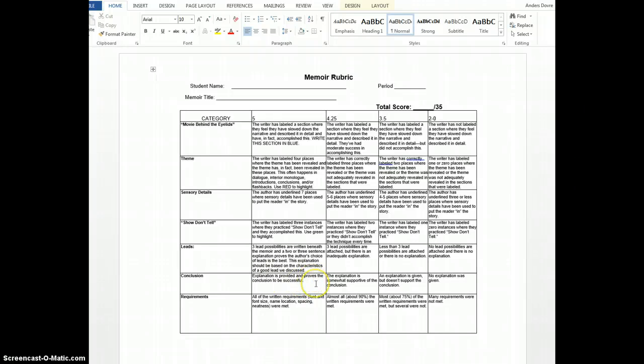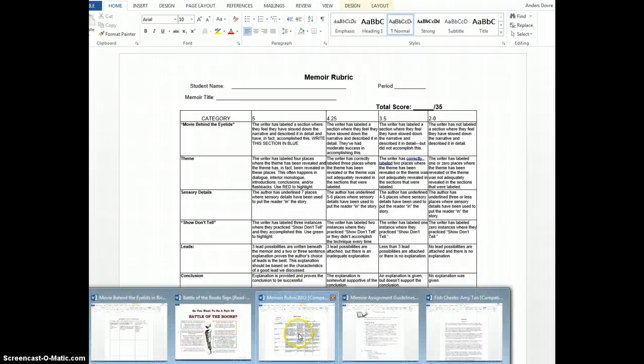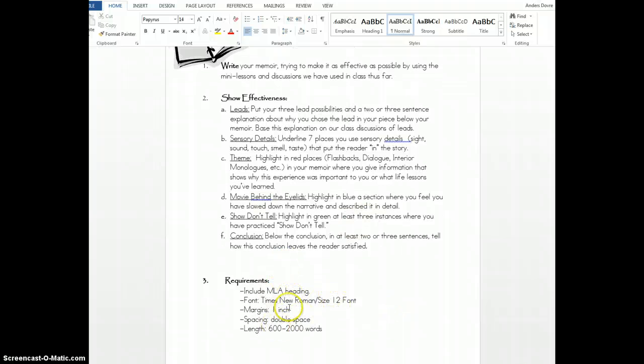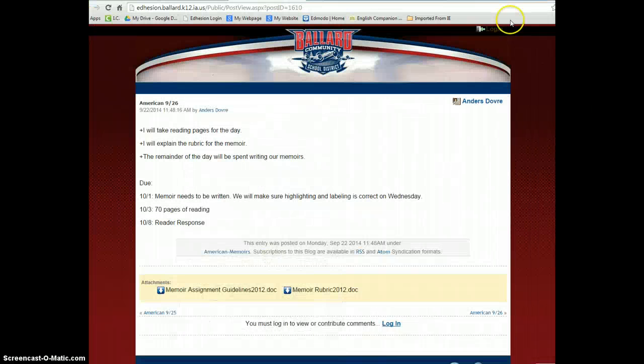the lead that you thought was best, and you'll have a conclusion, and underneath this you need to write why the conclusion is successful. And then you also need to follow the requirements, which can be found on your guideline sheet. MLA heading, 1-inch margins, size 12 font, double space, at least 600 to 2,000 words. So those can be found on my website under the date 9/26.